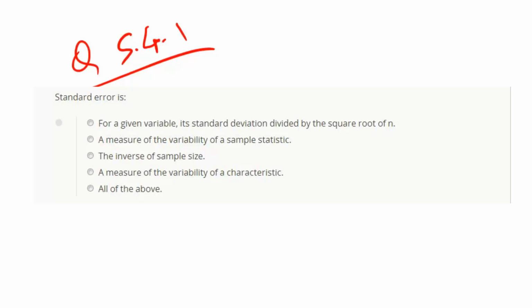The correct answer is B. The standard error is a measure of variability of a sample statistic. A is incorrect because the formula given in A is valid only for the standard error of a mean. But we could have standard errors of a lot of other statistics as well. For example, we could have standard errors for modes and medians, and the formula for that would not be the formula given in A.